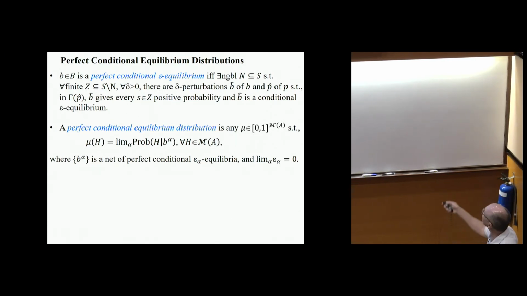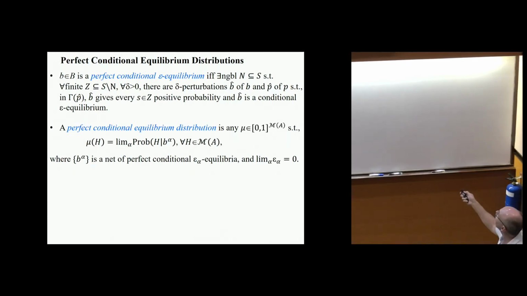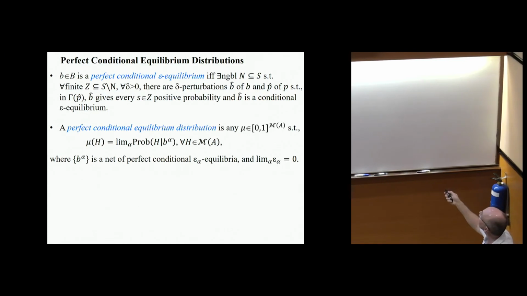What is it? It's a probability distribution over the, remember capital A was a set of outcomes of the game. This is a mapping from measurable subsets of the outcomes of the game into 0, 1. So think about a probability measure. It'll actually be finitely additive. It might not be countably additive, but it will always be finitely additive. We can define this to be the limit. So take a net of perfect conditional epsilon equilibria, where the epsilon is converging to 0 along the net.